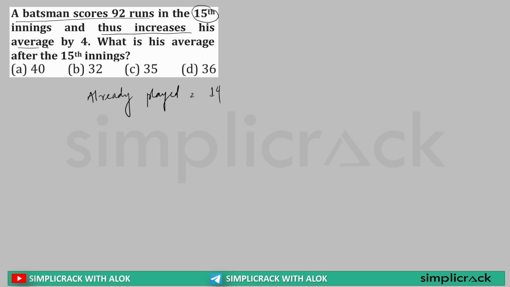Thus, the increase of average is 4. Now, for this 14 innings, we do not know the average. So, let's take average of this 14 innings as X. So, the total run scored in this 14 innings is 14 into X. Yes or no? Yes. Now, what is the average after 15 innings? On 15th innings, he scored 92 runs. Yes or no?